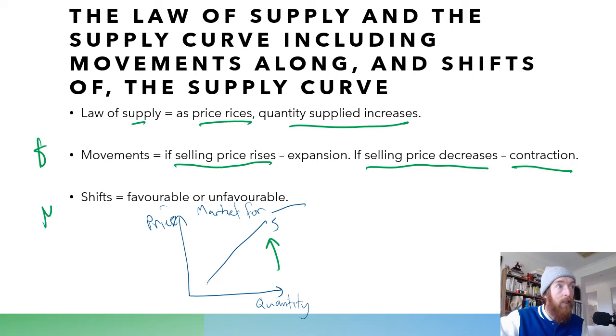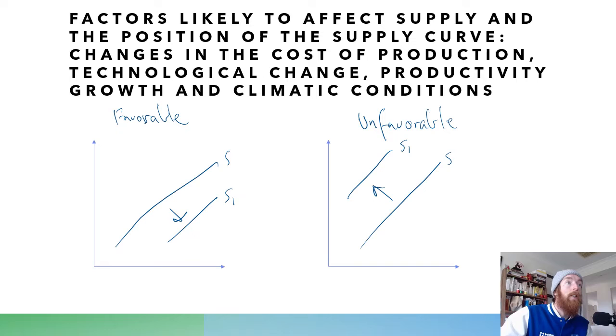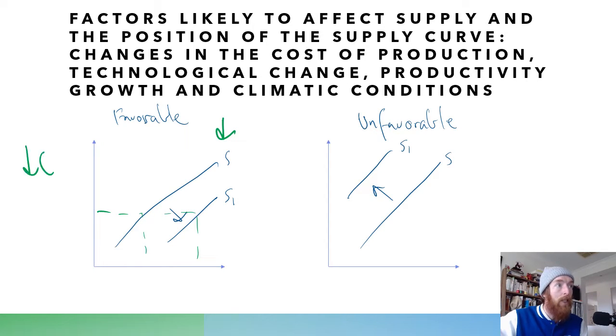With shifts, once again, non-price factors, that's going to be favorable or unfavorable. The only things that affect this are cost of production and efficiency. Those two things become the most important there. When we look at it on the next slide, it's going to be all that we talk about. Factors likely to affect supply and the position of the supply curve. Any favorable shift is going to be to the right, where there's more supplied at the same price. Anything that's going to decrease our cost of production or increase our efficiency is going to cause that.